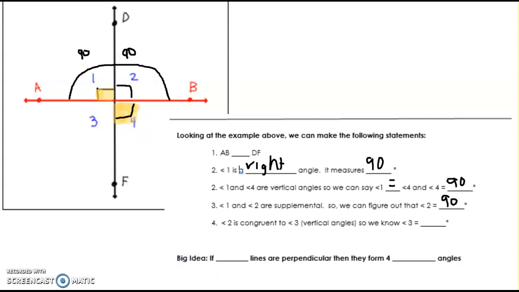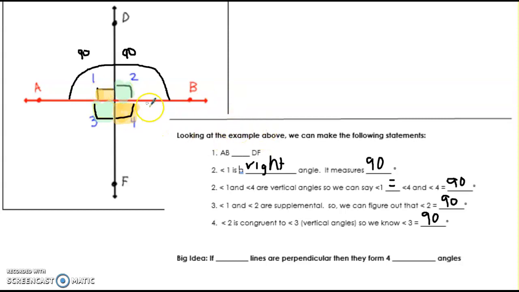Because angle 2 here is a 90-degree angle, we can assume 3 is also a right angle because of the property of vertical angles, right? They're opposite of each other. So those are 90 degrees. So we know angle 3 also measures 90 degrees. So we just made all of those connections just by looking at that one single start of a right angle and making connections based on vertical angles and supplemental angles.